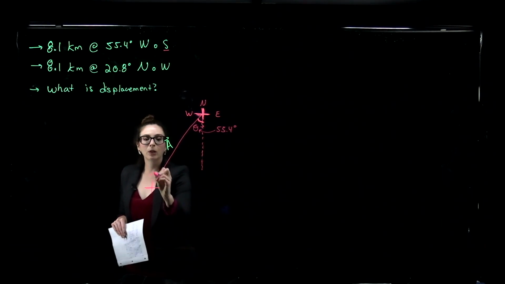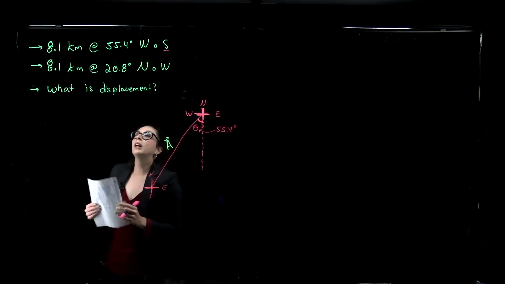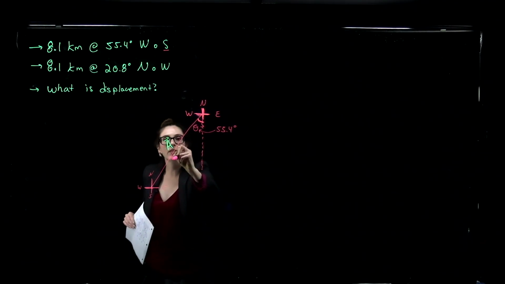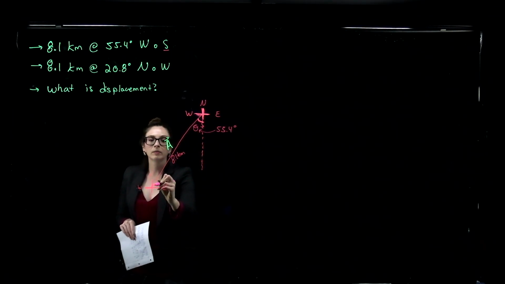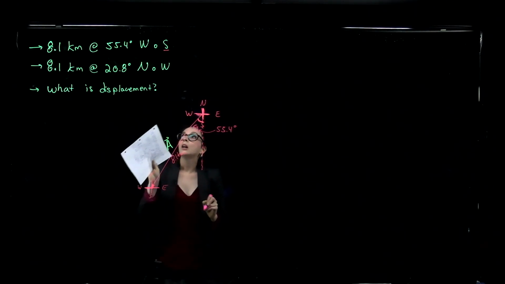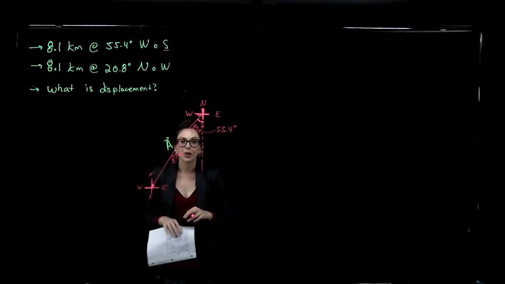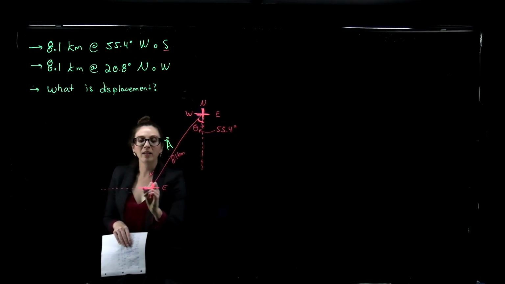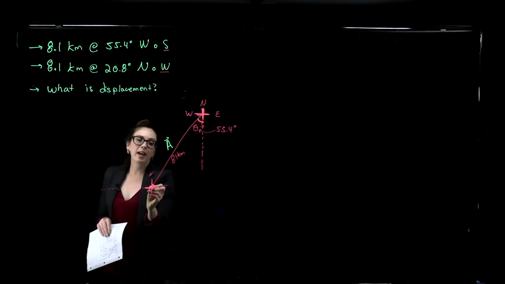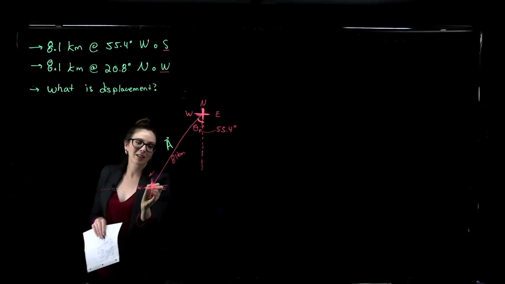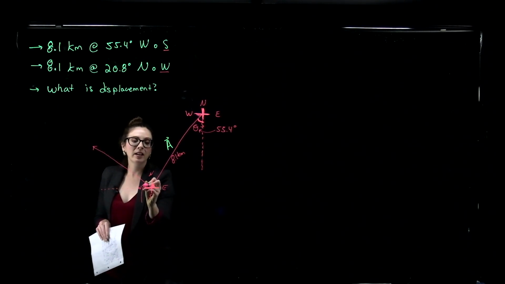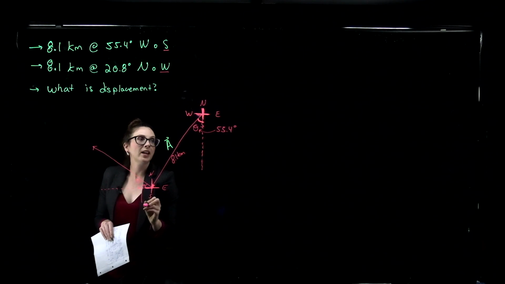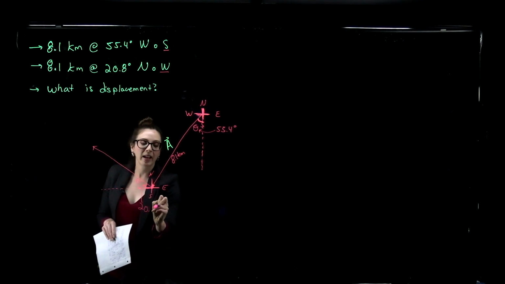And then from right here, okay, we've got north, south, east, west. From here, vector A is 8.1 kilometers. Now from here, we are going to go 20.8 degrees north of west. So I'm going to go over here to west, and then I'm going to go 20.8 degrees north of that. Okay, so this is my next vector. And this angle here, we'll also call it angle theta, is 20.8 degrees.